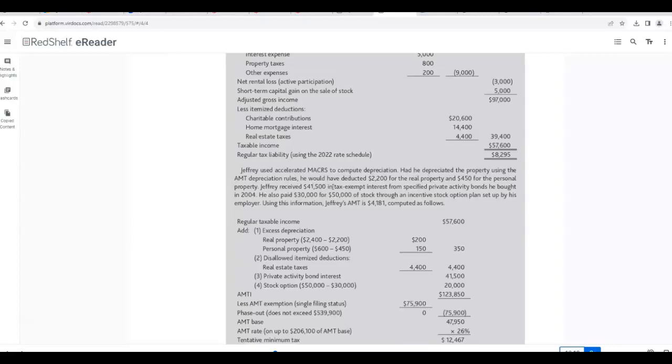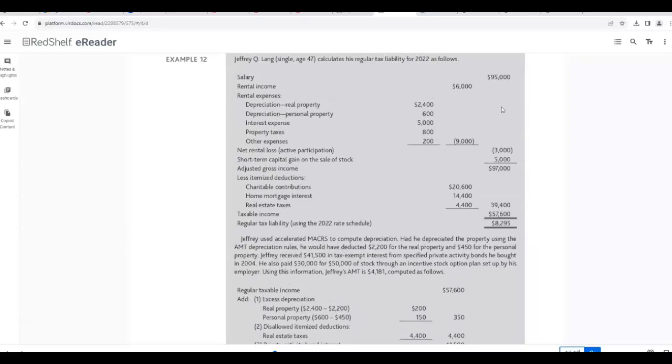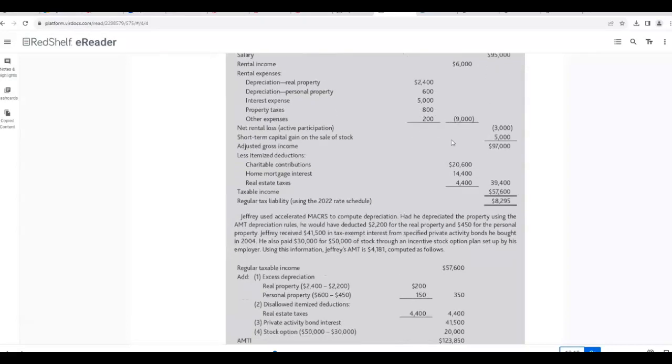Jeffrey received $41,500 in tax exempt interest from a specified private activity bond he purchased in 2024. It's tax exempt because it's like a municipality bond or something like that. It's tax exempt, which if you look at here, you don't see it. Make sense? So anything tax exempt is not in the regular tax calculation.